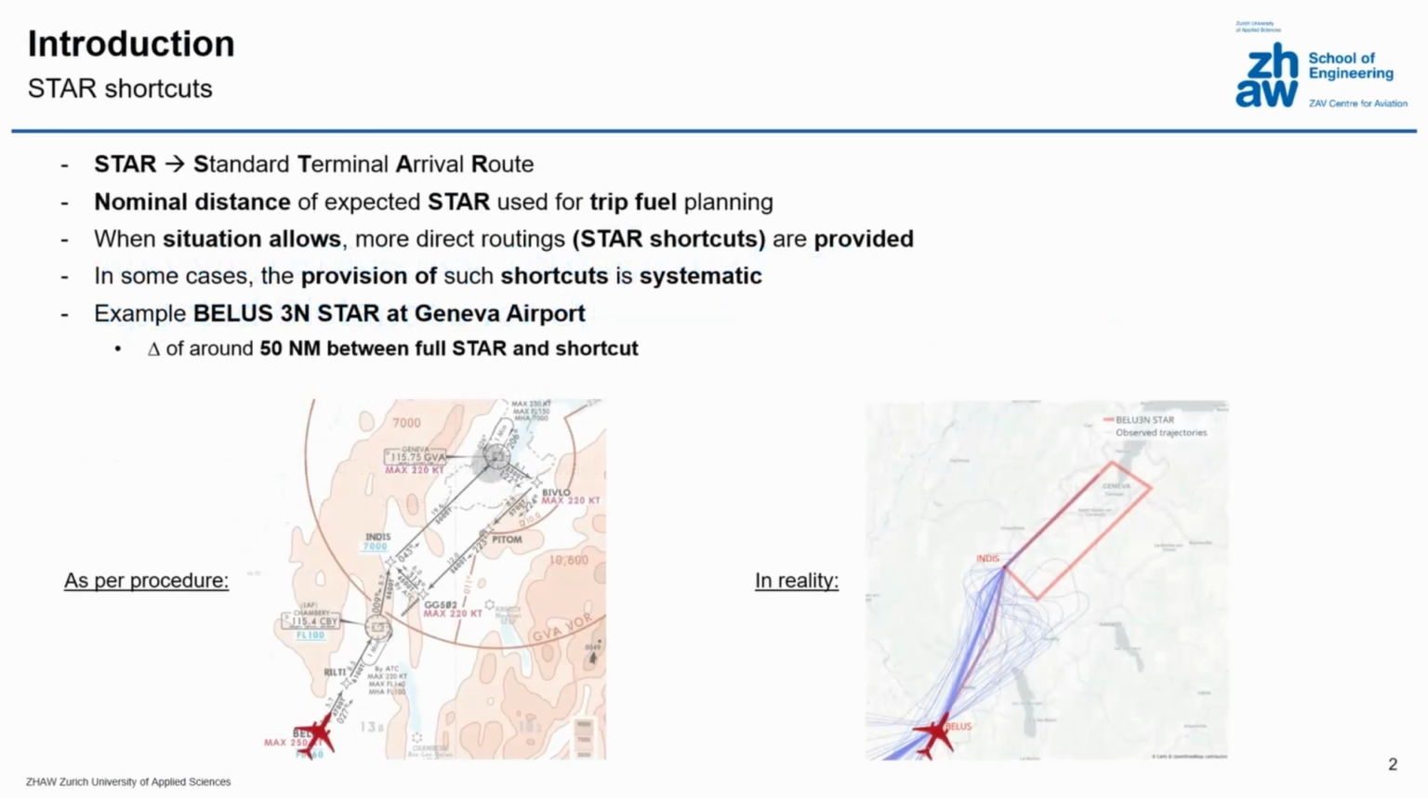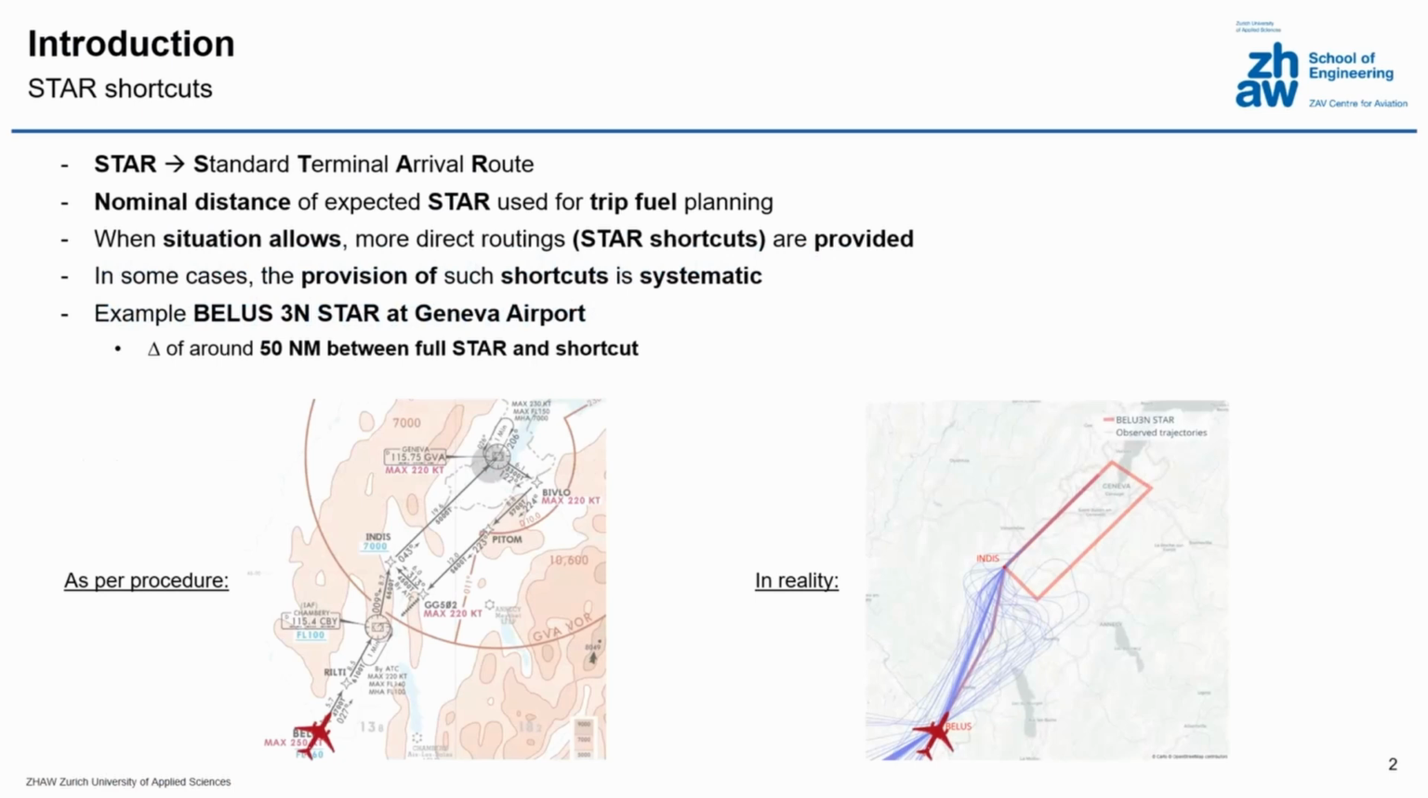So before I start with the actual work that we did, I want to provide you with a brief introduction to try and highlight the actual problem at hand. And here I maybe first need to mention what a STAR actually is, since I will mention this word many times during the presentation, just in case somebody doesn't know what it is. So STAR stands for Standard Terminal Arrival Route, and it's essentially just a predefined air traffic service route, which is there to lead IFR traffic from the en route segment to a specific fix, from which they then usually commence an approach down to an airport.